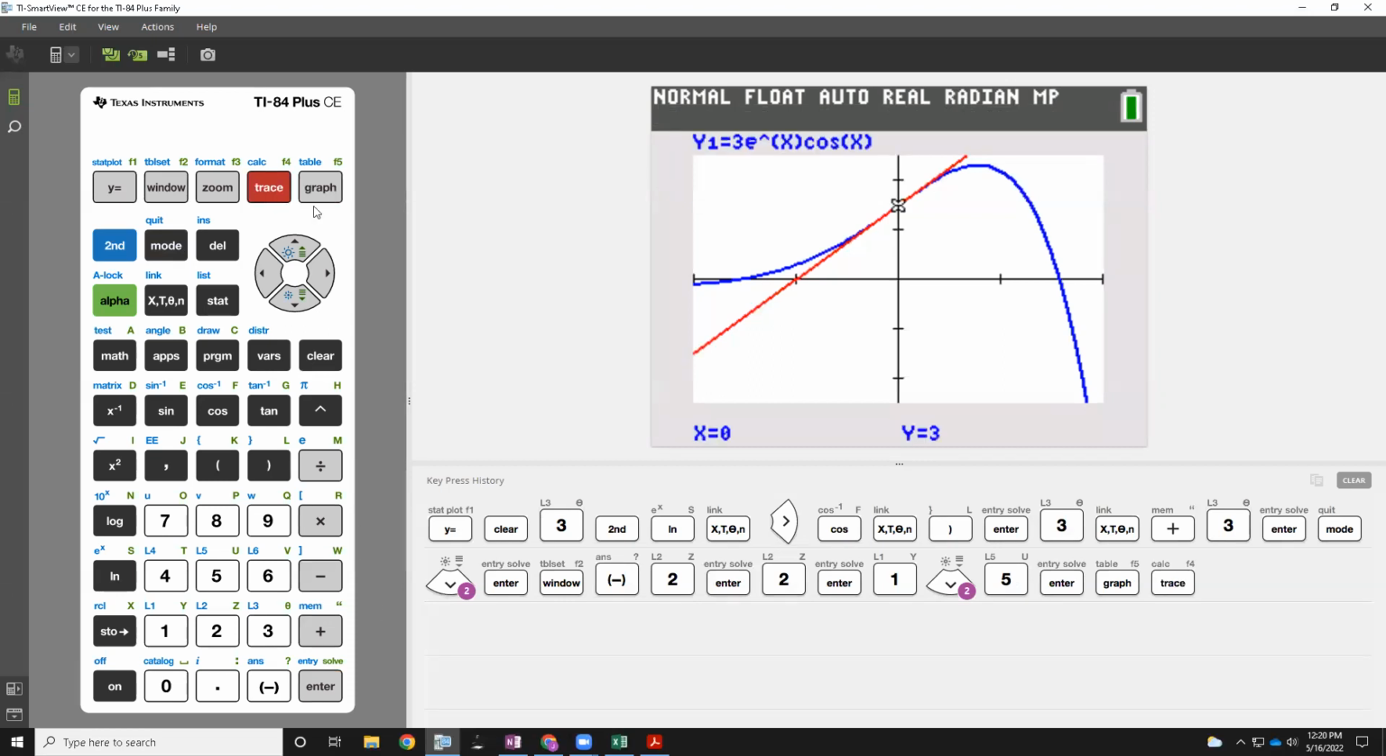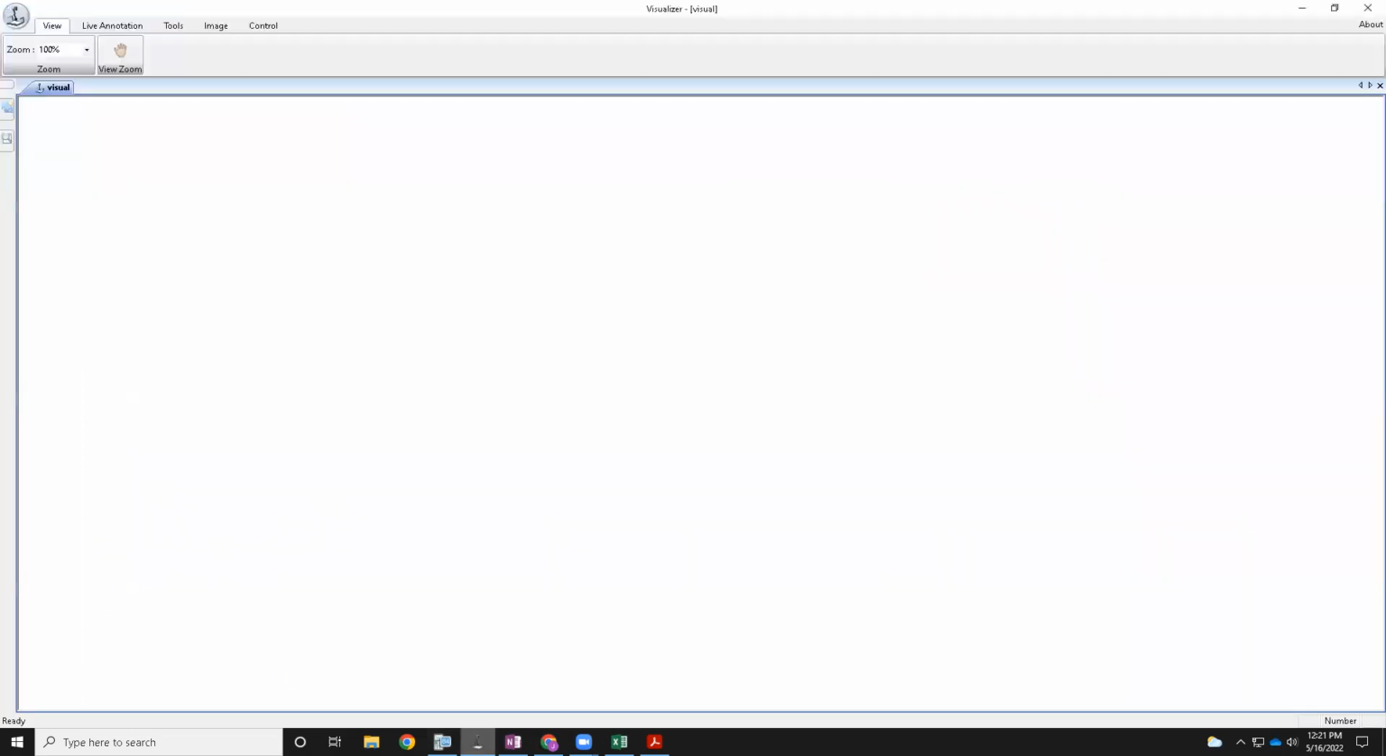In fact, if you hit the trace key, here I am on the function. That's why it's blue. But if I hit the down arrow, now I'm on the tangent line. And notice that they're the same point. If I move over a little bit, it'll no longer be the same point. It'll be close. If I go up, down, it's off by just the smallest amount, but it's close. So if you see something like that, you can feel really good about your work. Probably have done it right. Let's keep going.